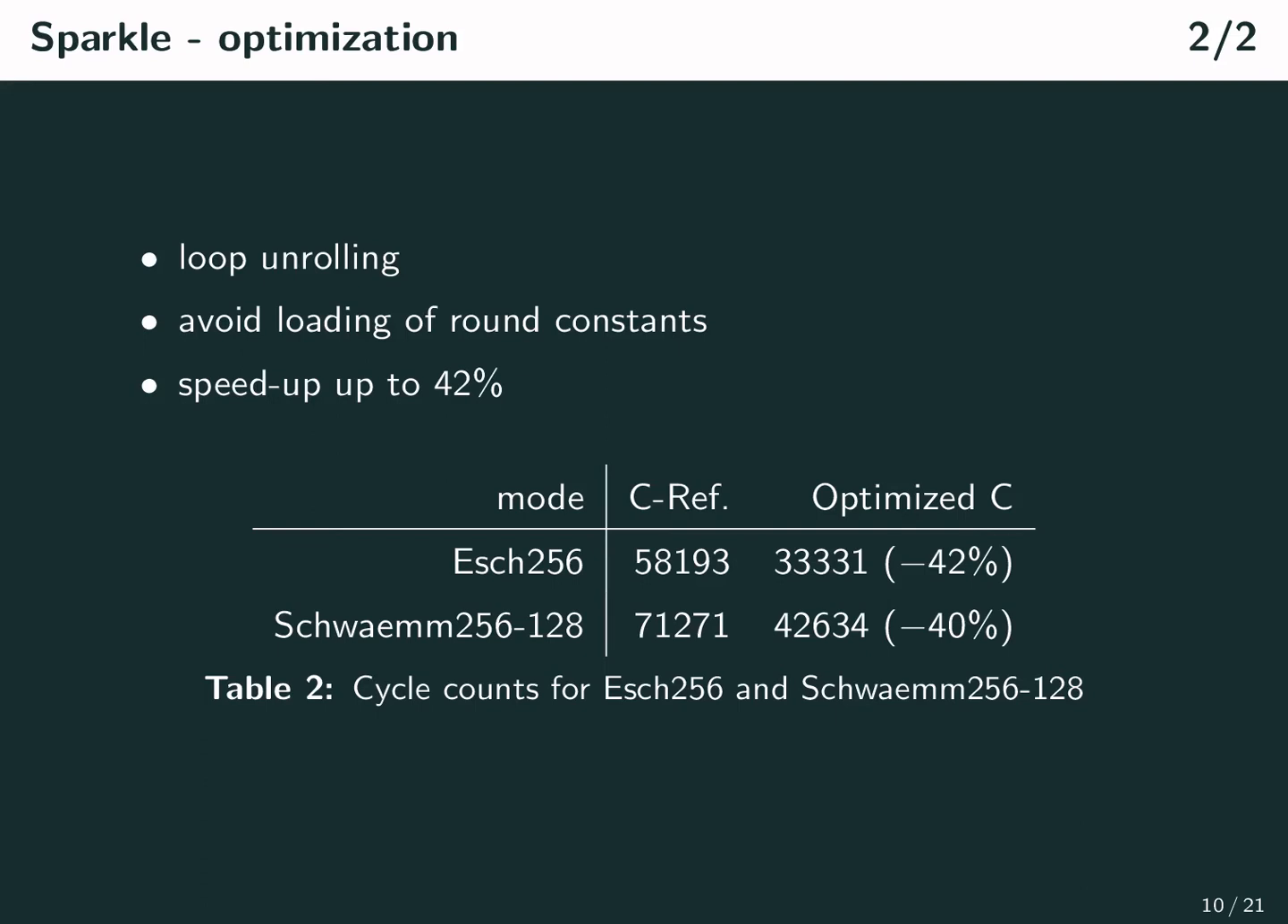Unrolling the main loop within the Sparkle permutation over 7 or 11 rounds results in a significant speedup. We further optimize the permutation by avoiding the loading of the constants for the Alzette S-boxes in every round, by loading and saving these 6 constants in the registers before the transformation. As shown in Table 2, our implementation achieves a speed up to 42%.